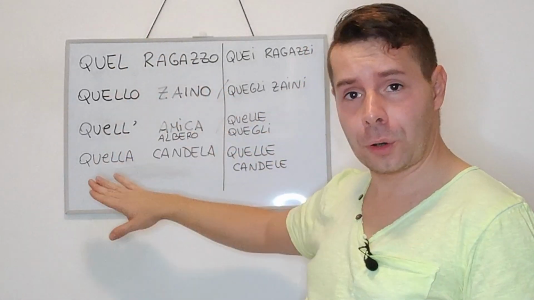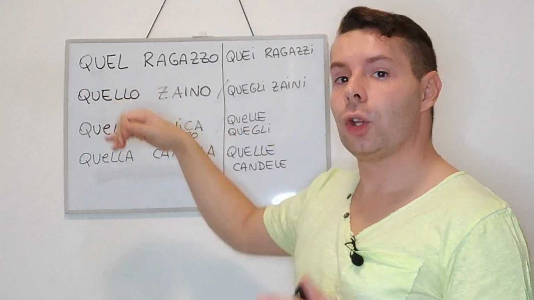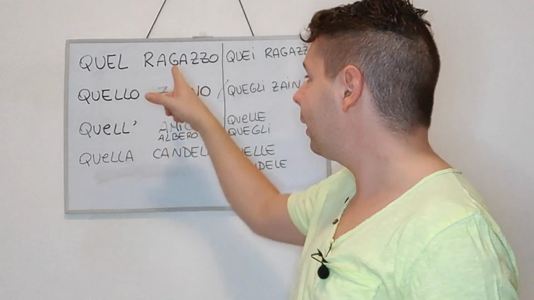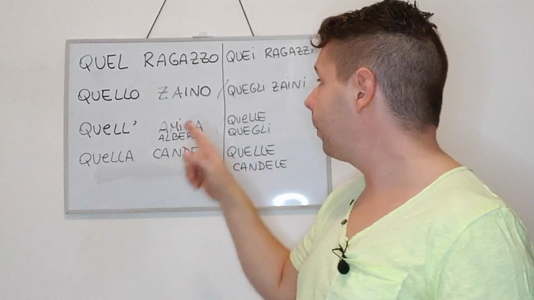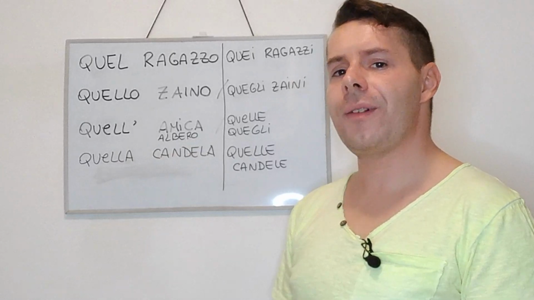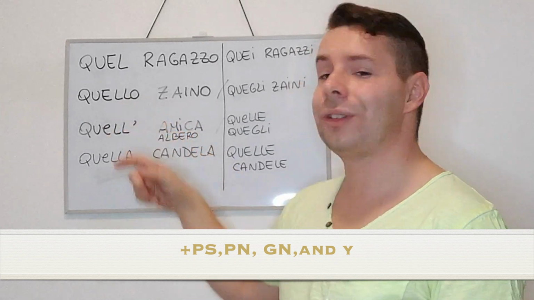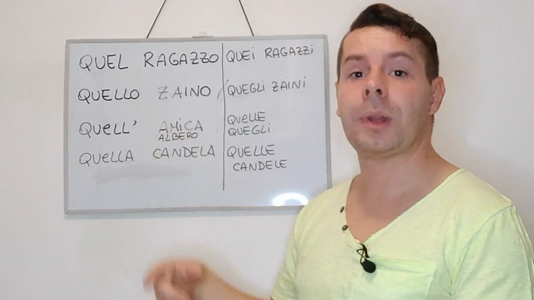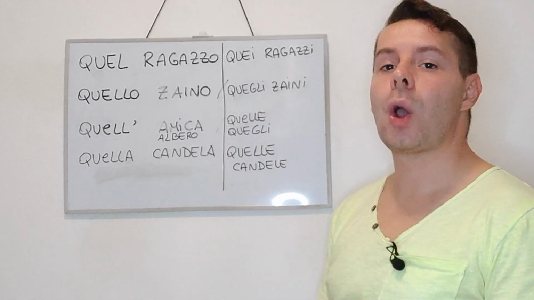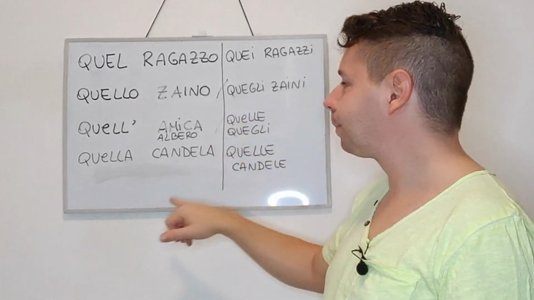So we have the singular form and the plural form. So masculine, quel. You're going to use it with masculine nouns that start with a consonant. For example, ragazzo. The plural form, quei ragazzi. If we have a masculine noun starting with Z or S plus consonant, we're going to use quello: quello zaino, quello studente. Plural, quegli zaini, quegli studenti. Can you see that there is our definite article here?